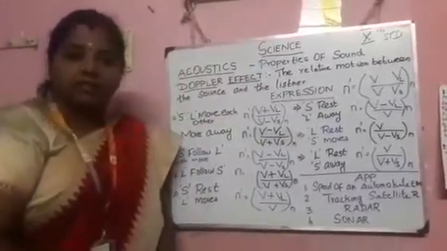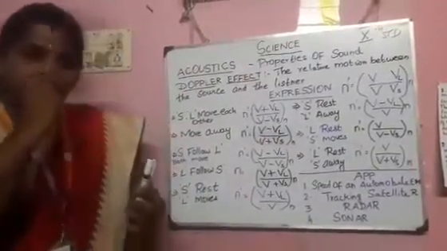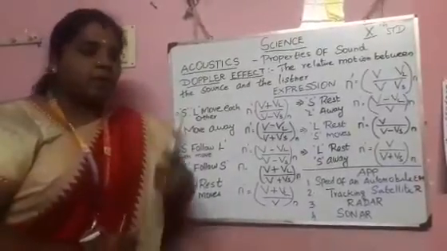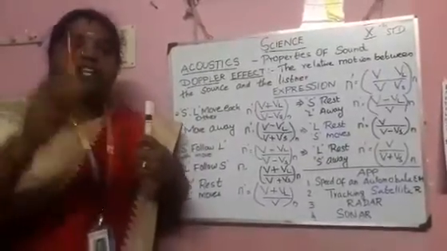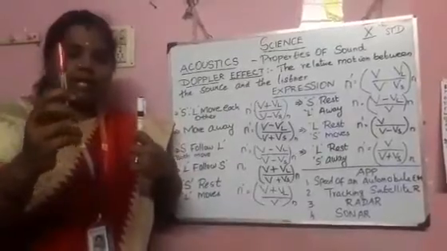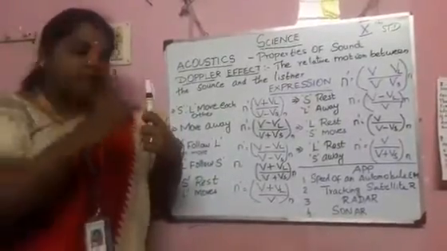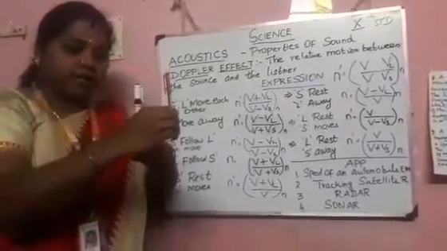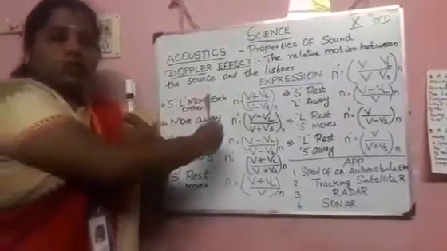Before the Doppler effect, I will be explaining the terms: what is meant by source and what is meant by listener. For example, consider that you are standing there, and some vehicle like an ambulance is moving here. First it comes from far away, then it moves closer, then again it goes away, okay.